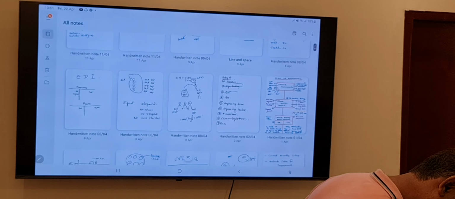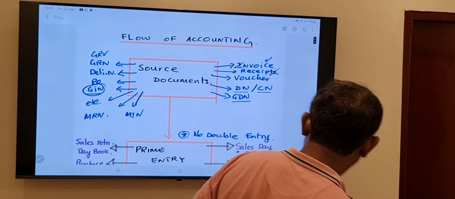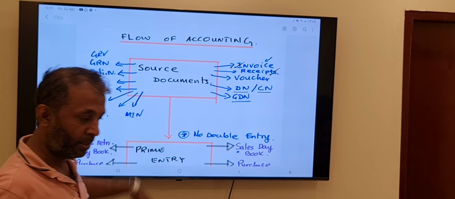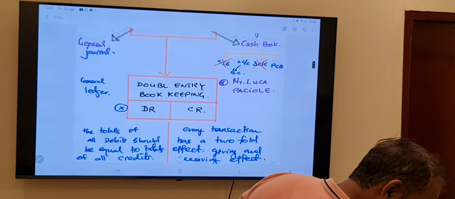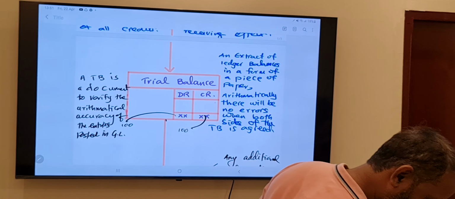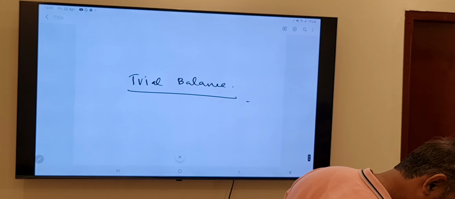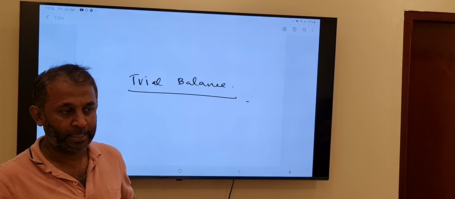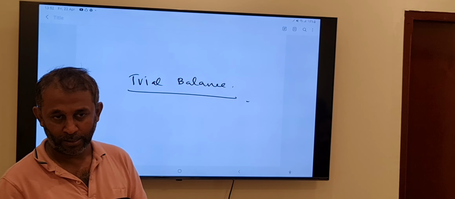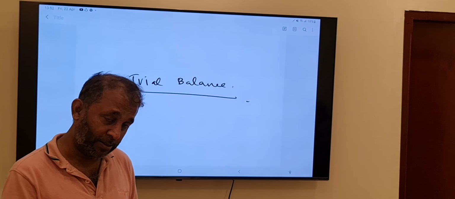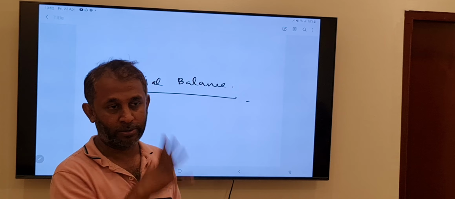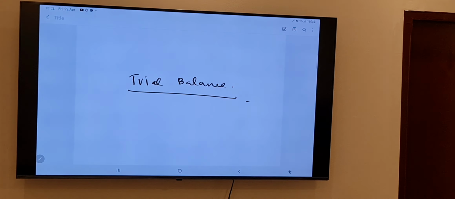So, this diagram, when we started our accounting, after the theory discussion, we started with this. And then we have source documents, then we talked about prime entry books, then we talked about double entries. Now we are going to discuss trial balance. Okay, now what is a trial balance? Trial balance is just, you know, in those days no one had computers, everything was on paper. At that time people wanted to find out whether the ledger entries we posted are arithmetically correct or not. They did it through trial balance. So let's write it down. Trial balance.